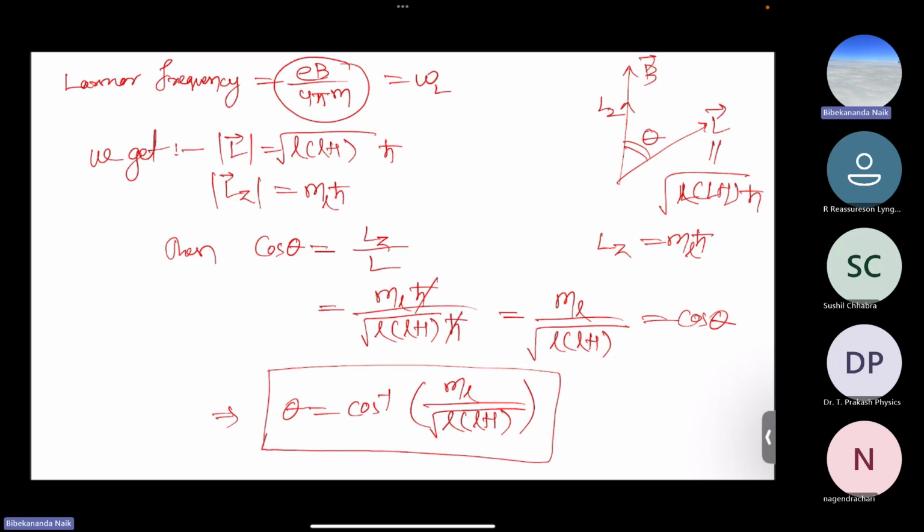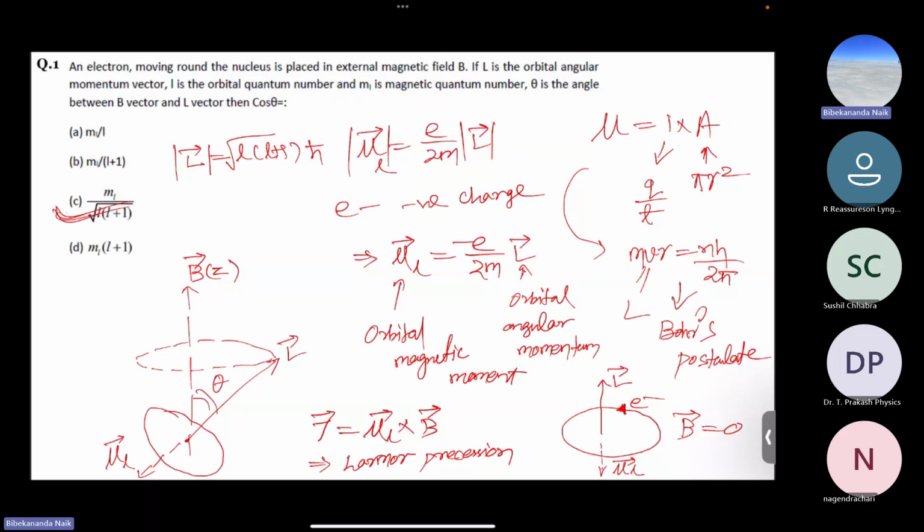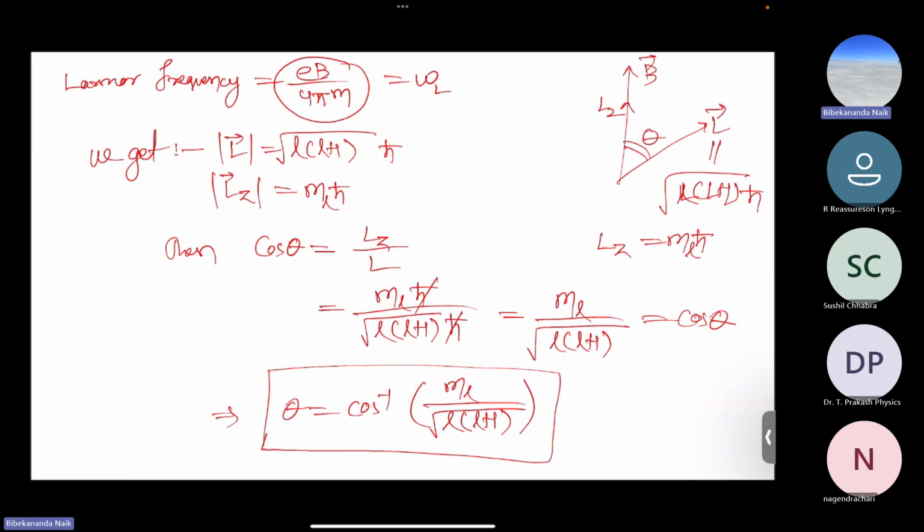So is this clear to everyone? This will be the correct option, option C. So is this clear to everyone?